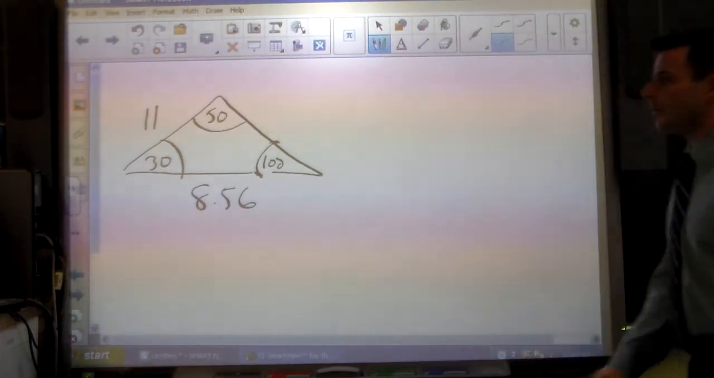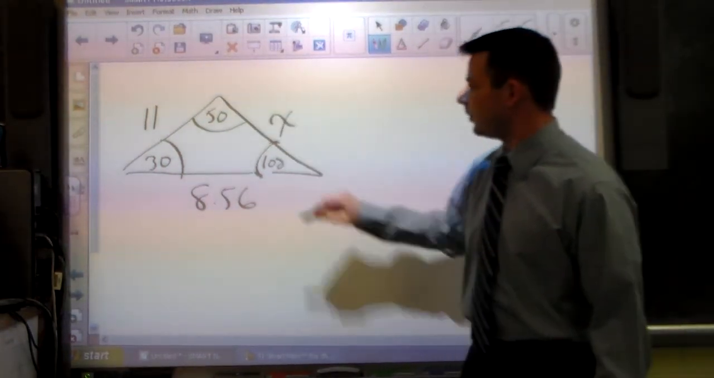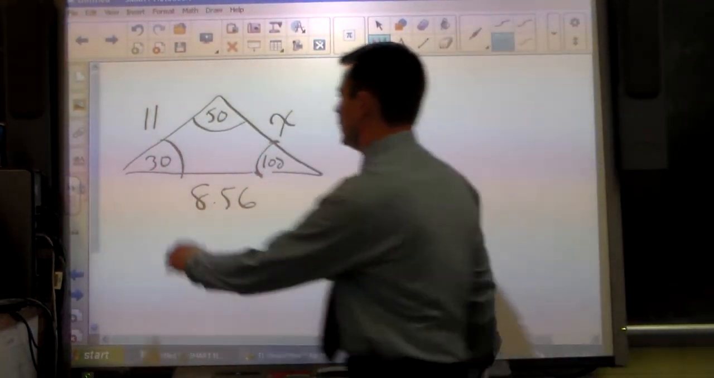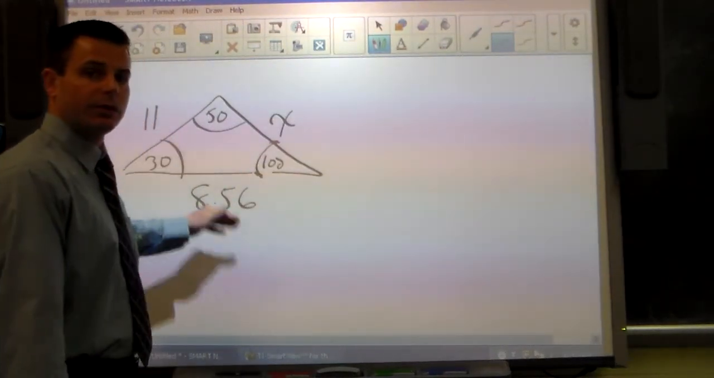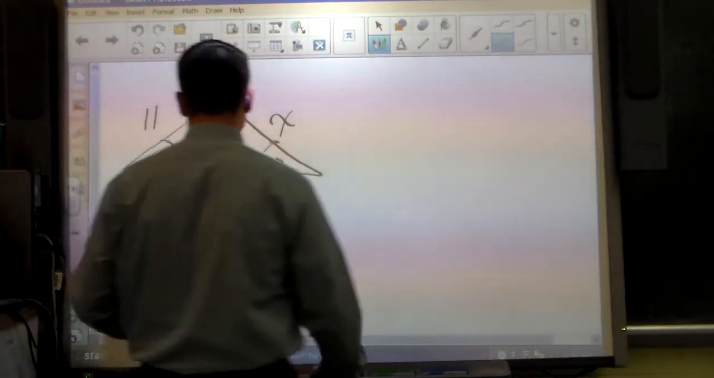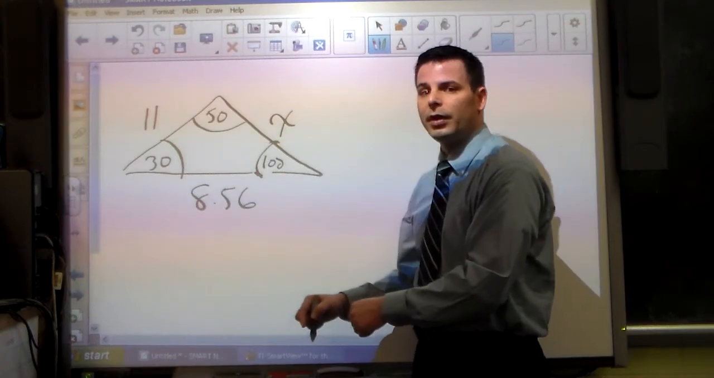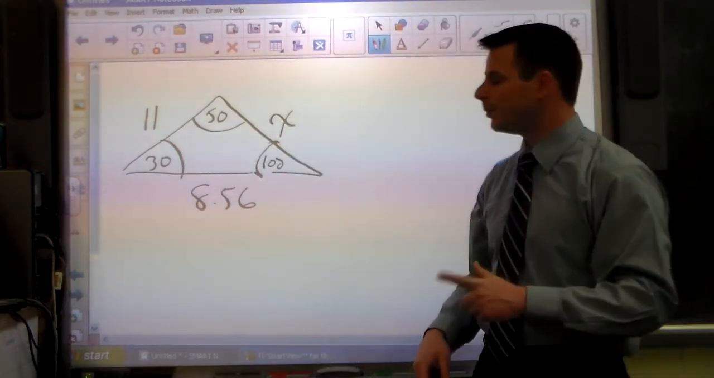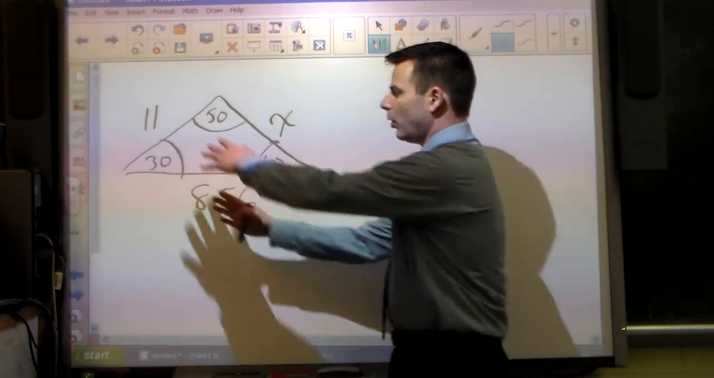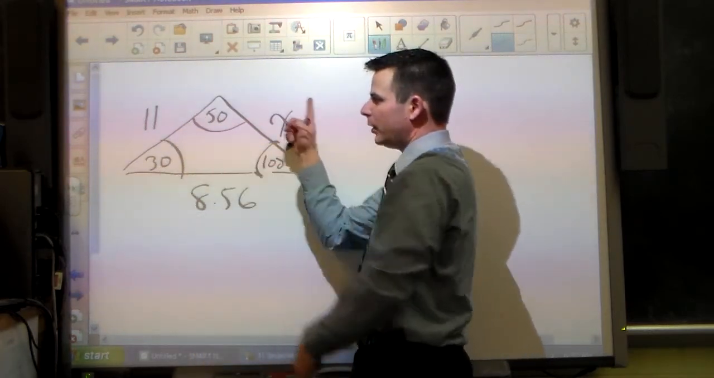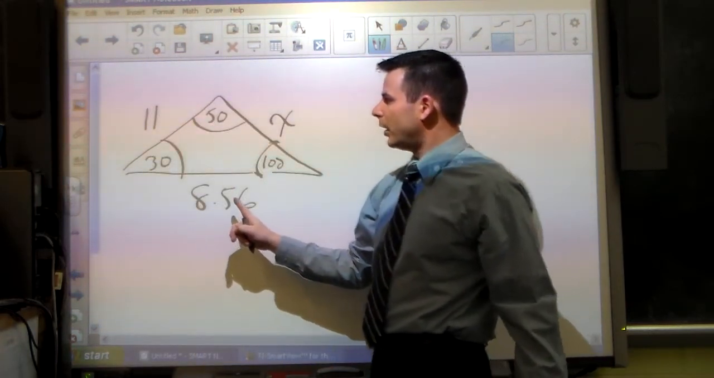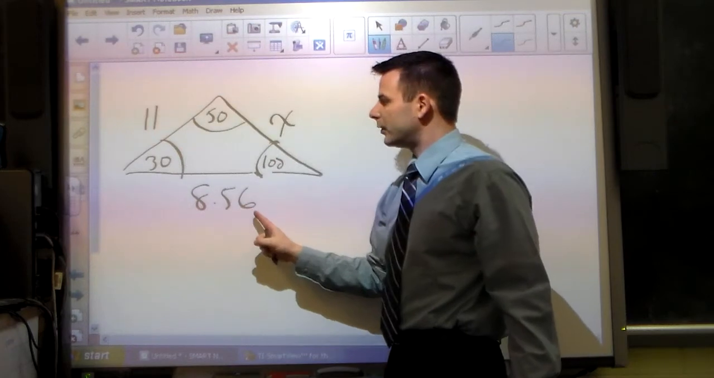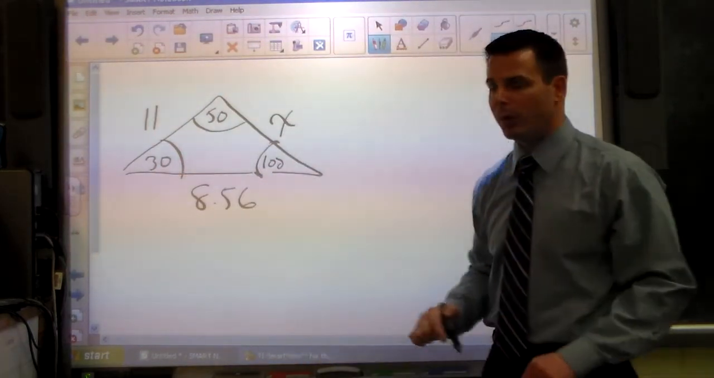A couple ways to go about this. What we're looking for is this. The most direct way, we have an included angle. We can use the law of cosines. Or, we can set up the law of sines. We can set up the law of sines two different ways. Setting up the law of cosines just one way: a squared equals b squared plus c squared minus 2bc times the cosine of A. The only way to do it.